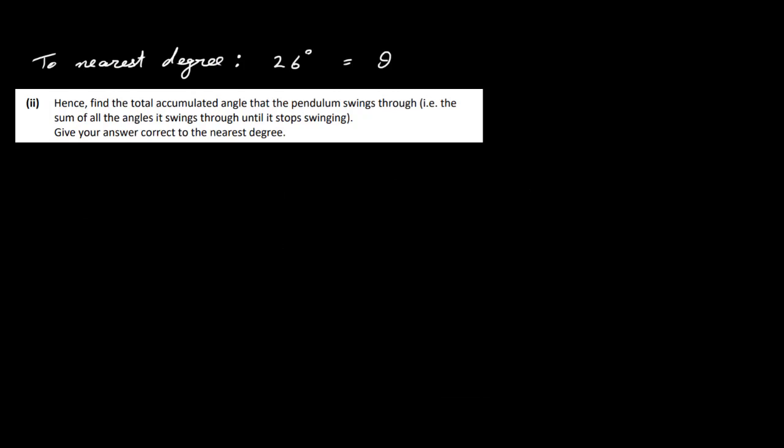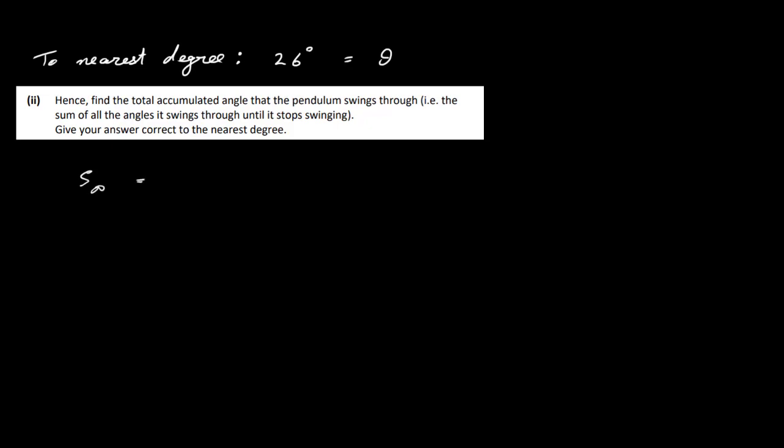Okay, so part 2 then, it says hence find the total accumulated angle that the pendulum swings through, i.e. the sum of all the angles it swings through until it stops swinging. Give the answer correct to the nearest degree. Well, really what we're talking about here is the sum to infinity. We want to use sum to infinity, which is equal to a over 1 minus r. Now in our case, a is the first angle. So the first angle is 26 degrees. We just worked that out up here.